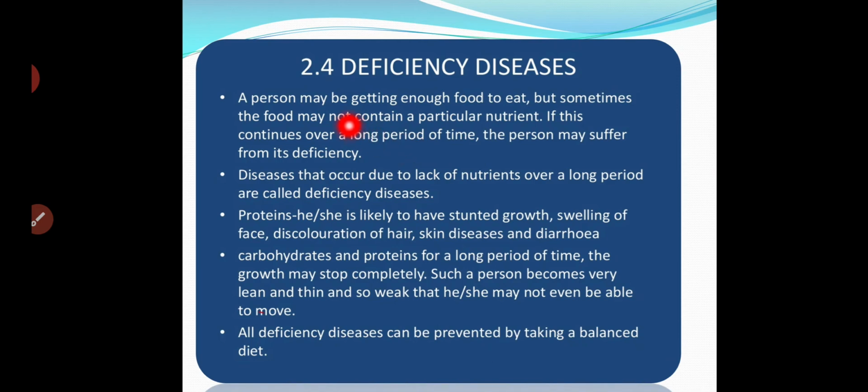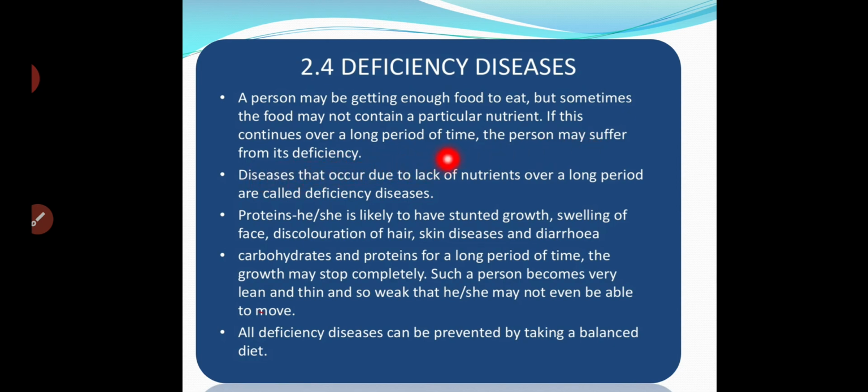So now we are going to study deficiency diseases. As we know, all nutrients are important for our body. If by mistake or for any reason there is a deficiency of any nutrient in our body, we may get many diseases. A person may be getting enough food to eat, but sometimes the food may not contain a particular nutrient. If this continues over a long period of time, the person may suffer from its deficiency.